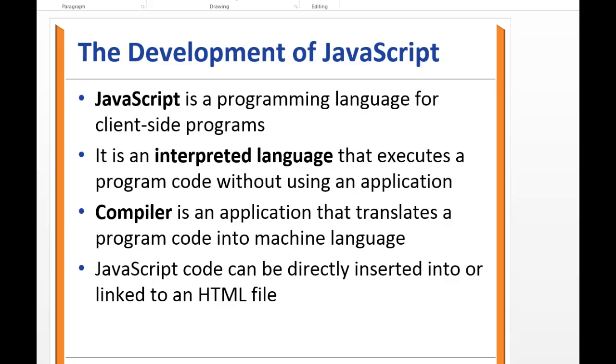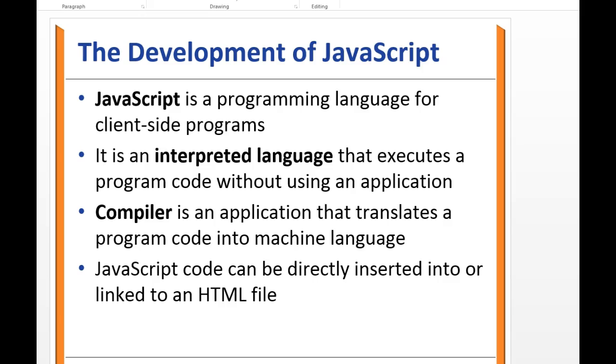So let's look at the development of JavaScript. The programming part for the client side is called JavaScript. This is the programming language for client-side programs. It is an interpreted language that executes program code without needing a compiler. A compiler is an application that translates program code into something that a computer can understand, into machine language.